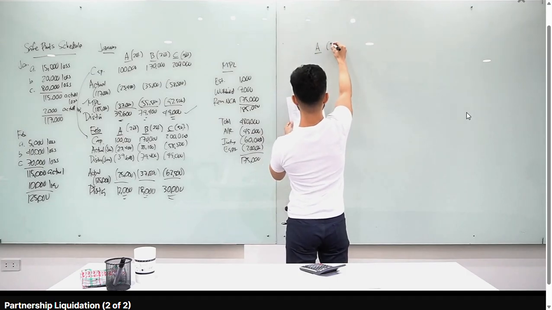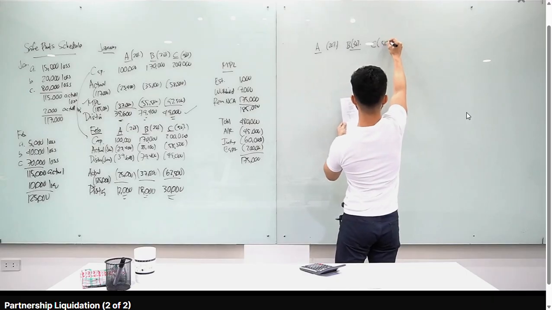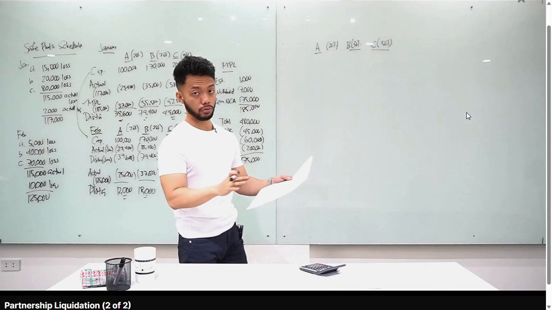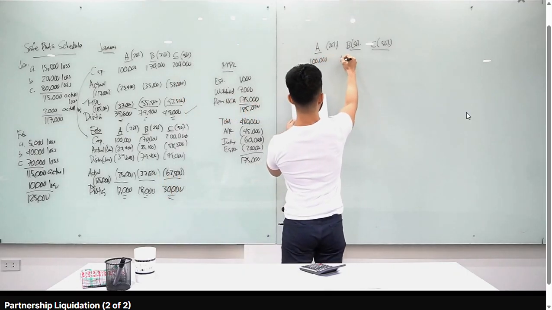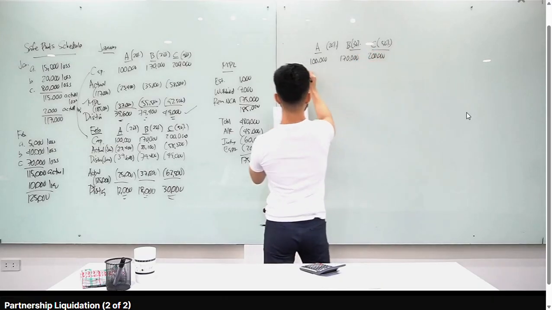Lagay mo si partner A, 20%. Si partner B, 30%. And then si partner C, 50%. Ilagay mo na agad yung capital balances ni partners. Okay? Ine-net mo na agad yung loans to and from. So for this one, si partner A, meron siyang 100,000. Partner B, 170,000. Partner C naman is 200,000. Alright? So ito yung capital balances.